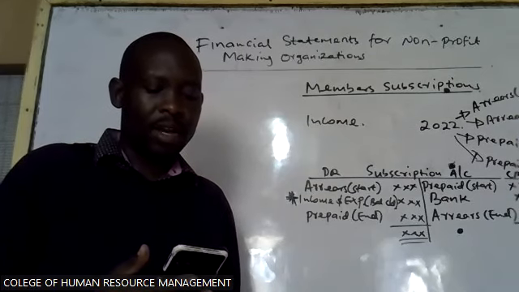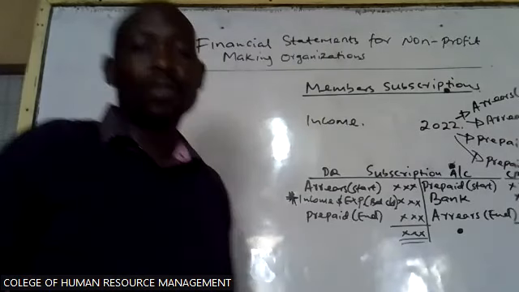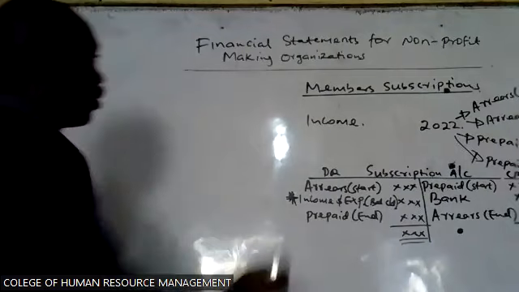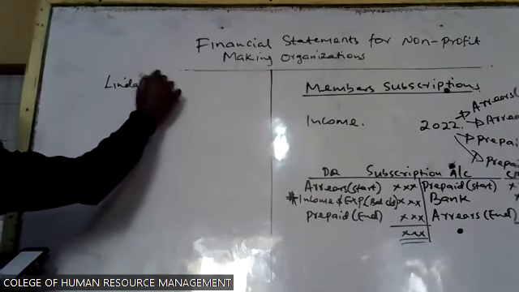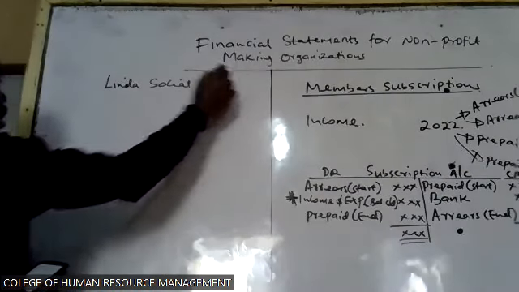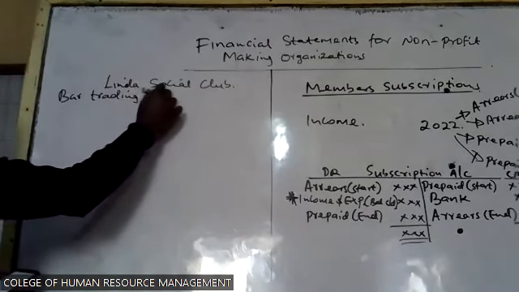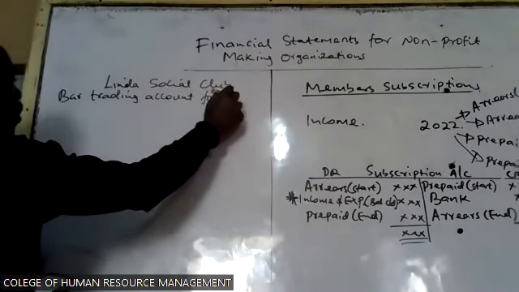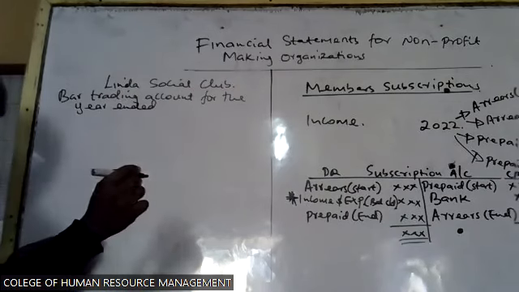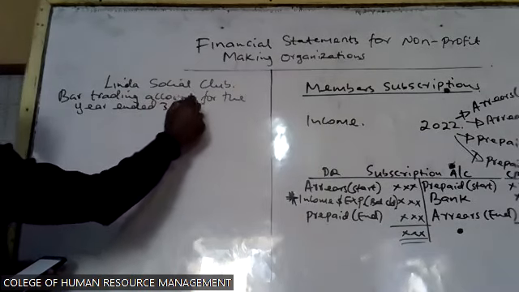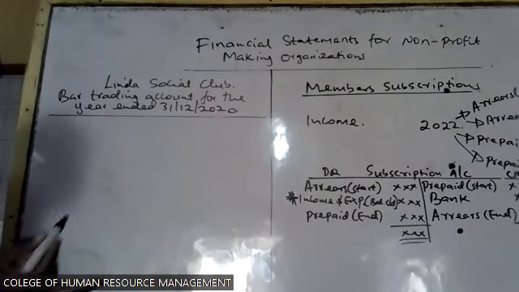Now you are told for the year ended, first, you prepare the bar trading account. So how do you prepare that one? That one is very simple. You'll come here and you say, Linda Social Club bar trading account for the year ended 1st December 2020. The same format, you will come here and do bar sales.